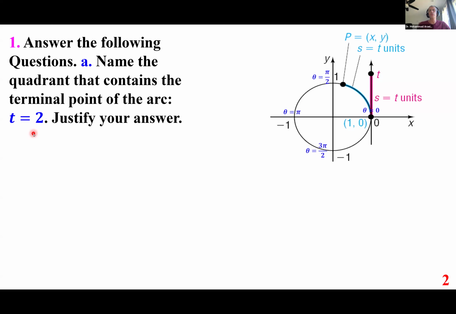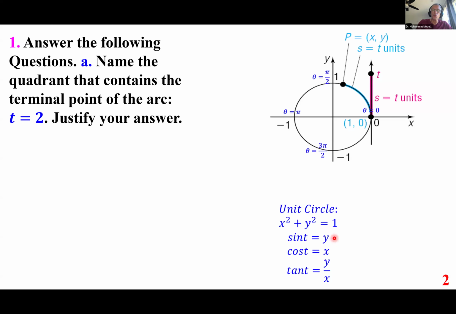Reminding everyone of a few things. So you have a unit circle here. P has coordinates x, comma, y. And you have an arc. The end of the arc has coordinates x, comma, y. So this is 0. This is 90 degrees or pi over 2. 180 degrees or pi. 270 degrees or 3 pi over 2. And again, as far as the unit circle is concerned, x squared plus y squared equals 1.